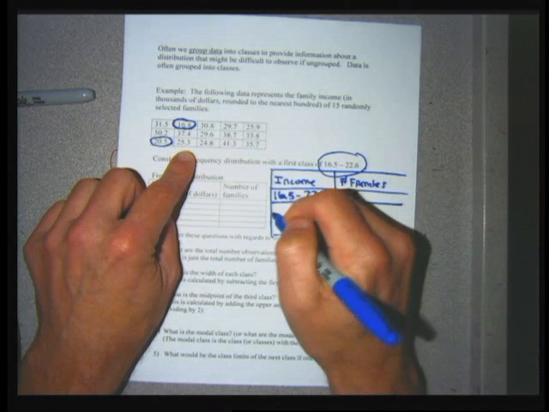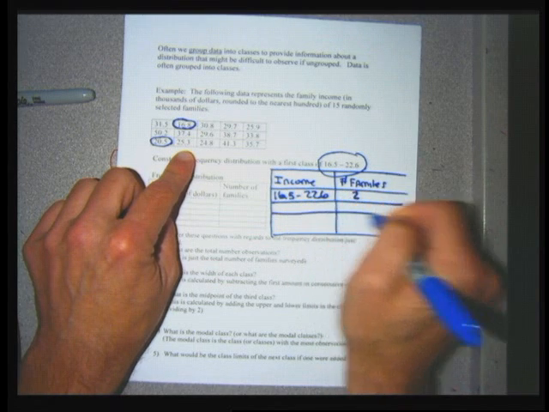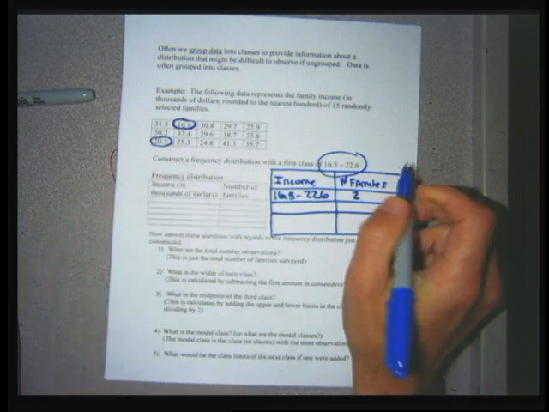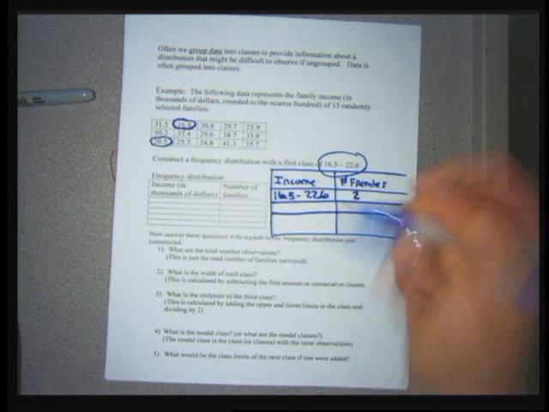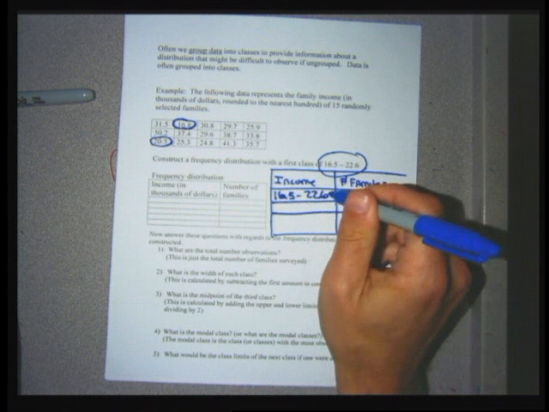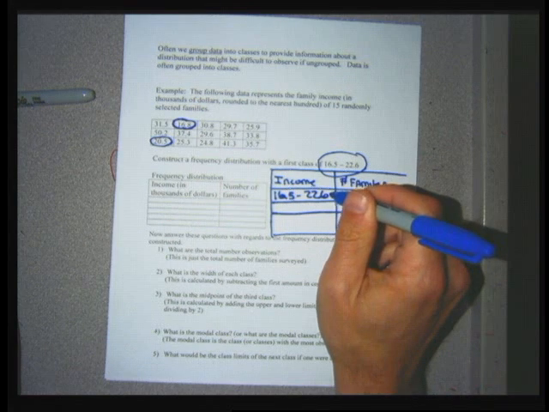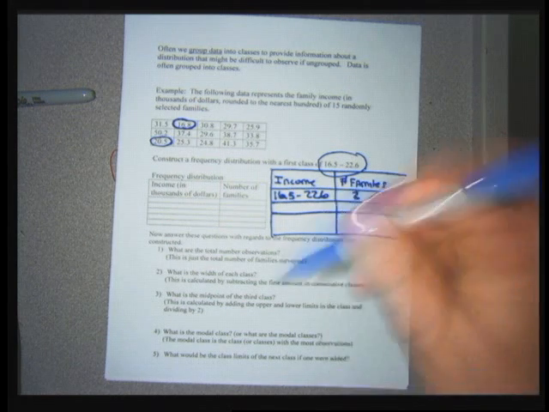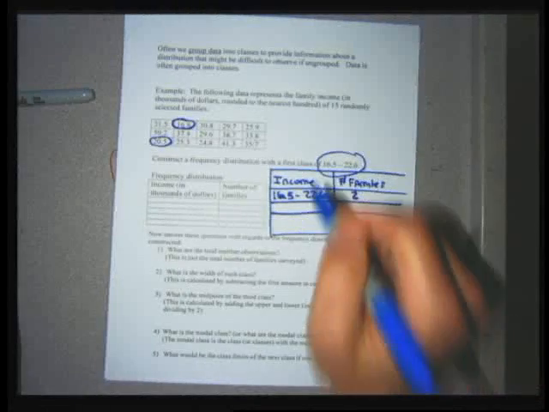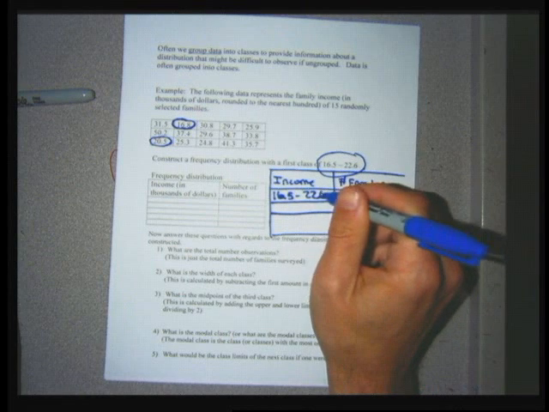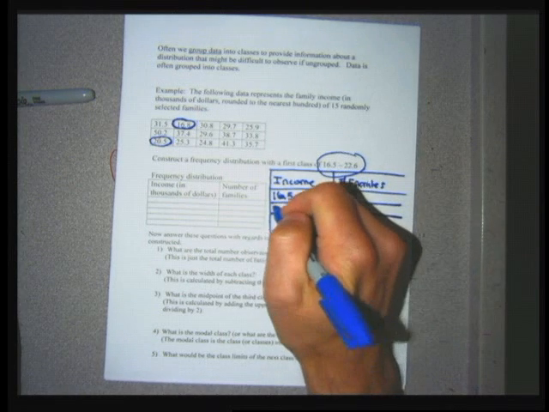And now I'm going to make my next class, or my next row. My next row is not going to start with the same number that the last row ended with. It's going to increment up by 1. And since I'm using decimals here, I'm going to increment this up to 22.7.